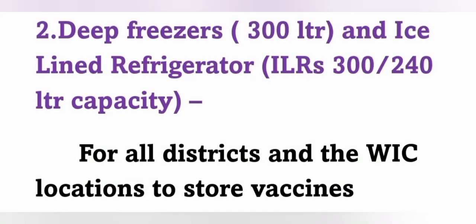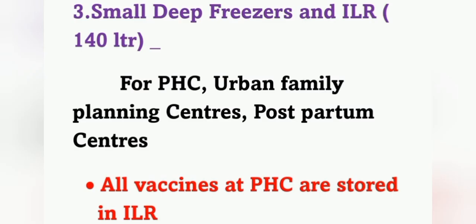Next area is deep freezers and ice-lined refrigerators. This is for all district and walk-in cold room locations, mainly to store vaccines. Next area is small deep freezers and ice-lined refrigerators, for all PHCs, urban family planning centers and postpartum centers. Important point, all vaccines at PHC are stored in the ice-lined refrigerator.